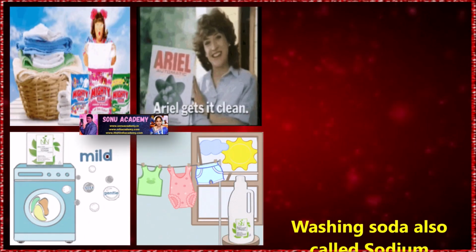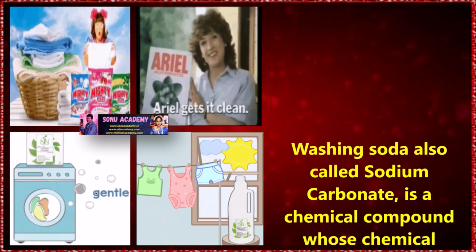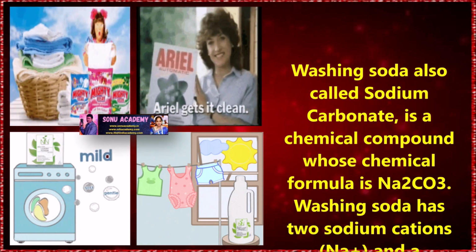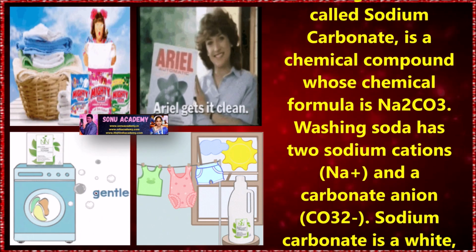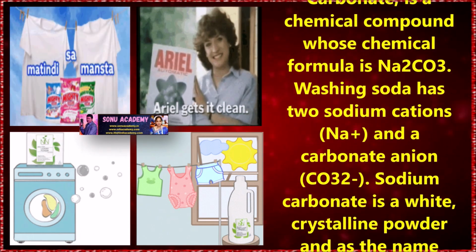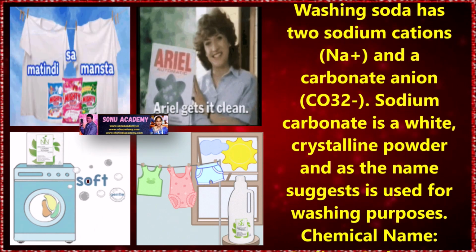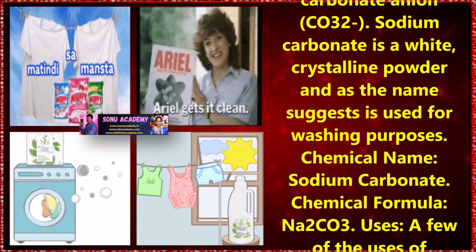Children, now let us discuss washing soda. Washing soda, also called sodium carbonate, is a chemical compound whose chemical formula is Na2CO3. Washing soda has two sodium ions Na+ and a carbonate anion CO3 2-. Sodium carbonate is a white crystalline powder and, as the name suggests, is used for washing purposes.